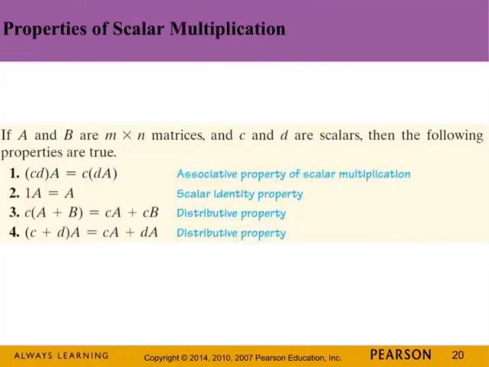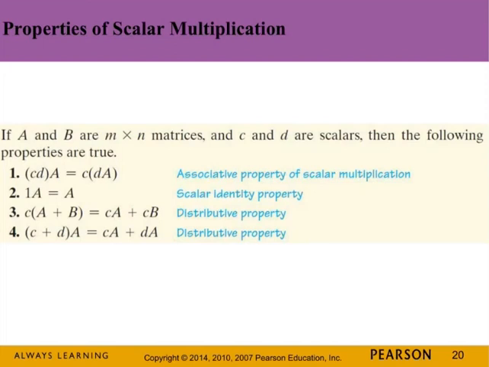Okay, so properties of scalar multiplication. If A and B are n by n matrices and C and D are scalars, then the following properties are true. CD times A is the same as C times D times A. So that's the associative property of scalar multiplication. One times A is A. Or actually, sorry, that's a scalar times a matrix, so that's just the number 1 distributed across A. It's just A. A scalar times A plus B, you can distribute that scalar and get CA plus CB.